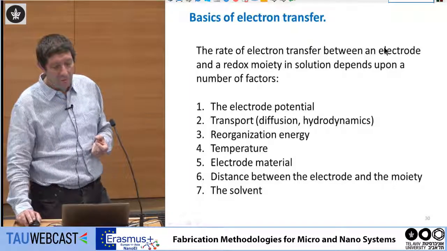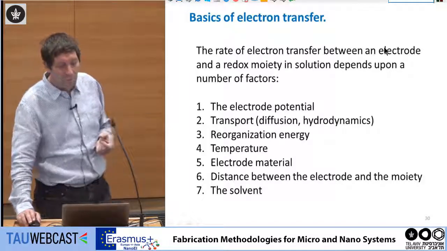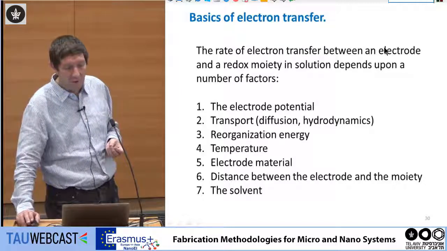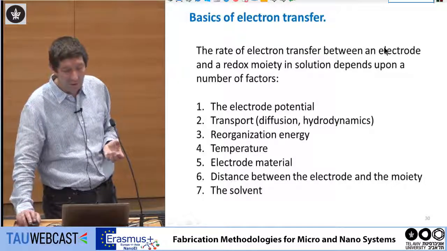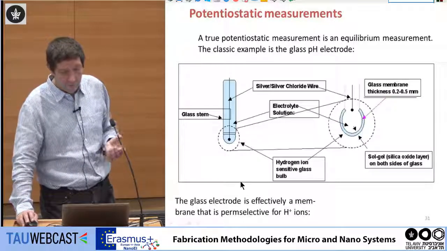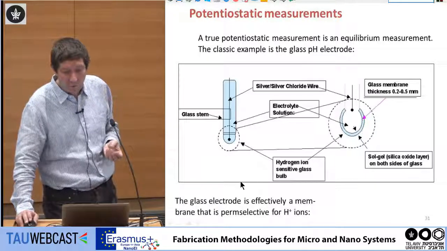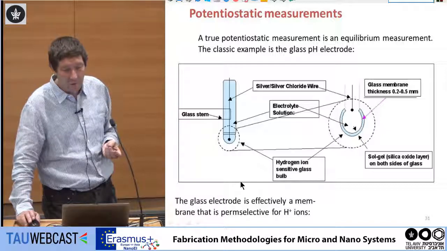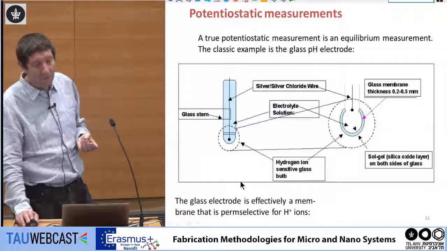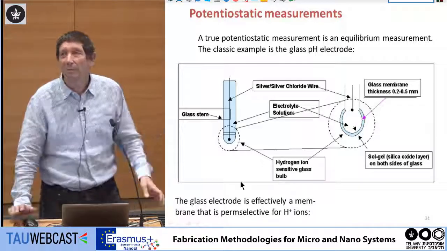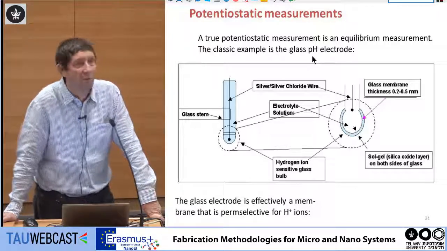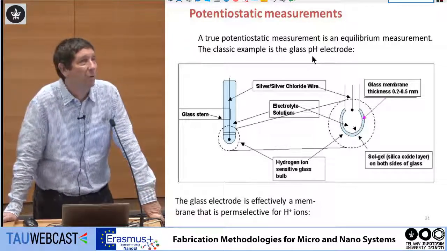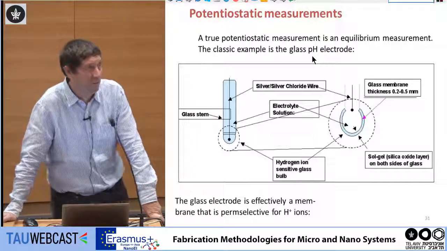It's a function of many parameters of what you measure. I will not go through the reorganization energy, but it depends on the temperature, the electrode material, the distance between the electrode and the moiety, and the solvent. A true potentiostatic measurement, as I showed you before, is an equilibrium measurement. The classic example is the glass pH electrode. You all remember what pH is. pH is related directly to the concentration of protons in the solution. In neutral water, the concentration is 10 to the minus 7, so the pH is 7.